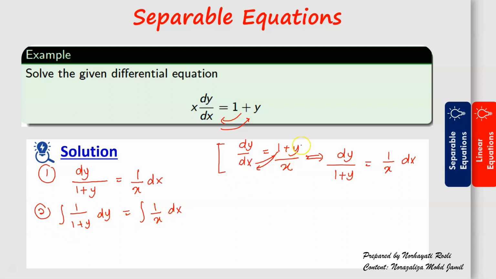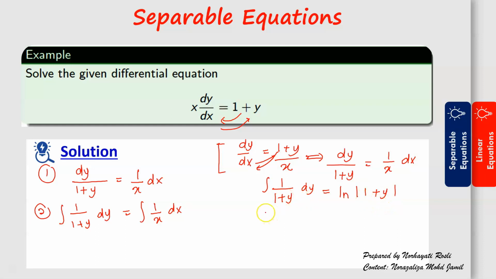For this part, when we integrate 1 over 1 plus y dy with respect to y, you will get ln of the absolute value of 1 plus y. Why do we have the absolute value here? Because for the ln function, this term cannot be negative. It should be positive. If it is negative, it will be undefined.